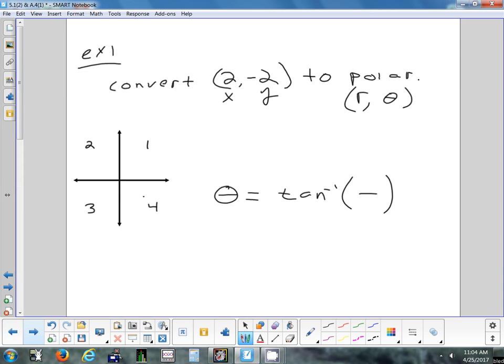So fill in exactly what he just said. Y is -2, x is 2. So when I type that in on my calculator, I could just type in the inverse tangent of, what's -2 divided by 2? -1.